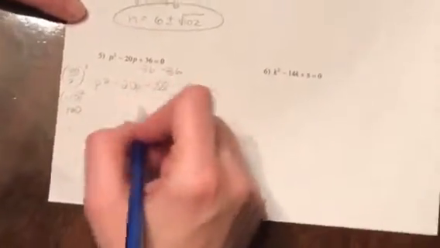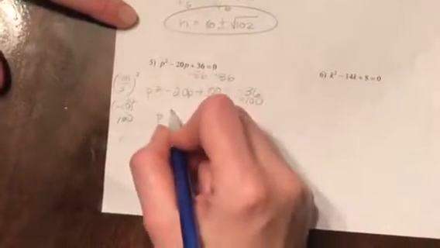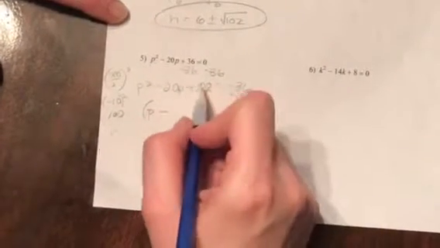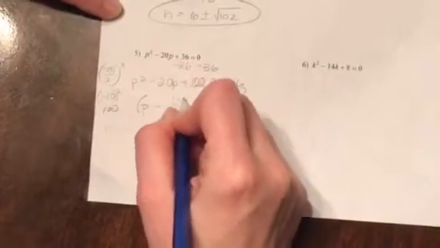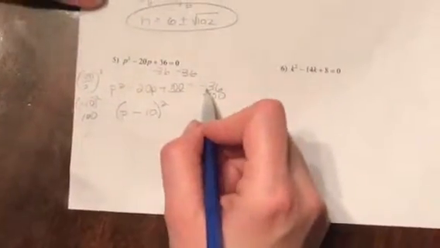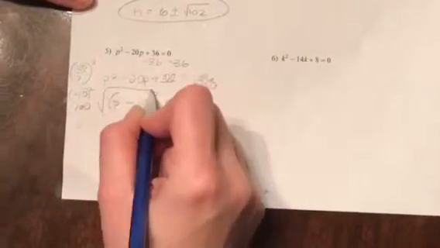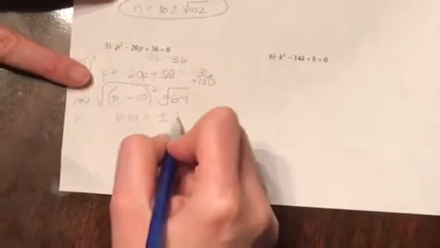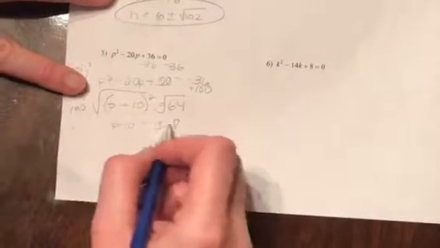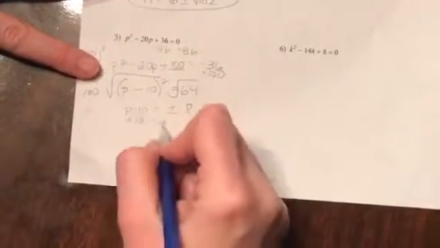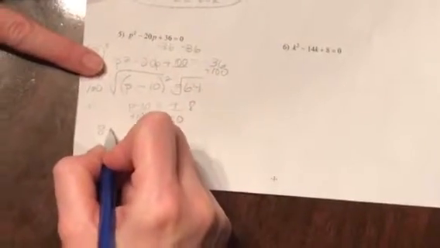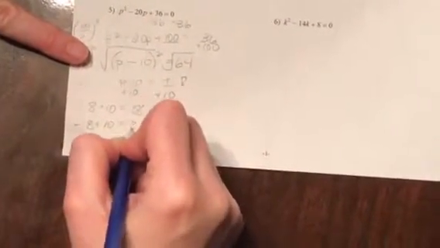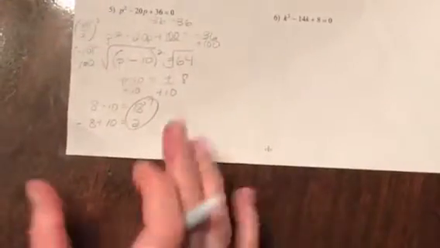So now we have our perfect square trinomial here, which factors into p minus 10 squared. There's a minus sign here, so we get a minus sign here. Square root of this is 10. So negative 36 plus 100 equals 64. Square root both sides, so we get p minus 10 equals plus or minus 8. Now we need to add 10. So positive 8 plus 10 is 18, and negative 8 plus 10 is 2. So our two solutions are 18 and 2.